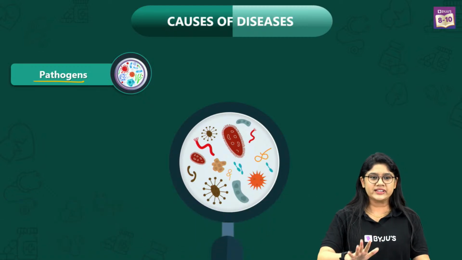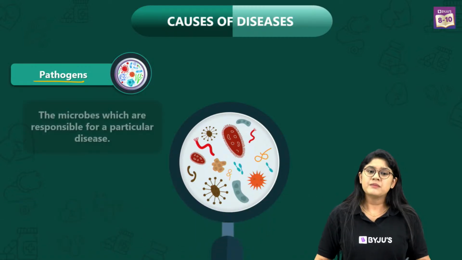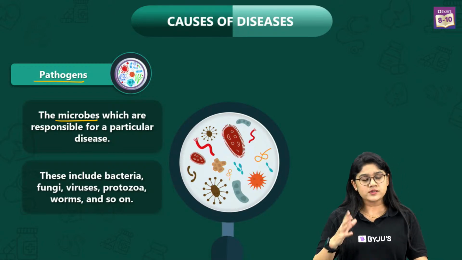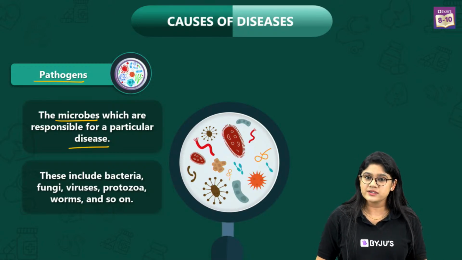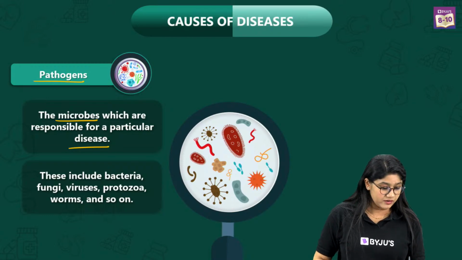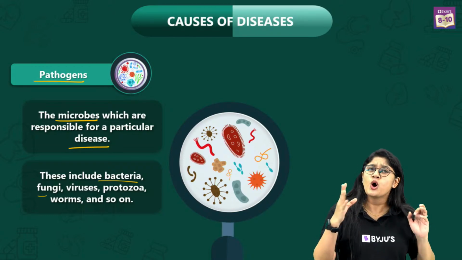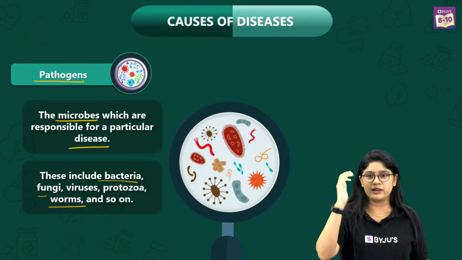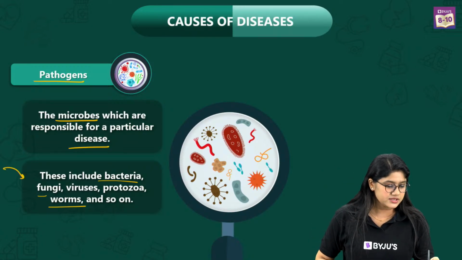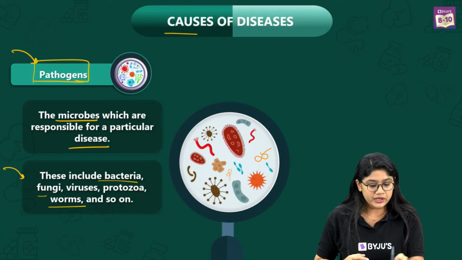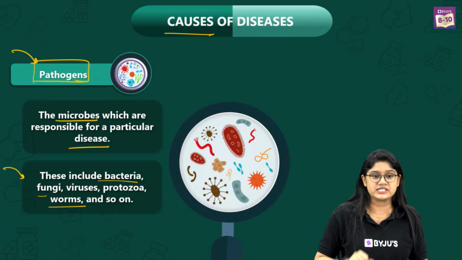Amazing. So you are giving the correct answer. So we know that pathogens are the microbes which are responsible for causing a particular disease. And of course, in that we have a huge variety. As you were saying earlier, we have bacteria, fungi, viruses, protozoa and worms, and the list is really very big. Right, so these are the pathogens, and they'll be causing various diseases. So here we have discussed the first cause of disease.